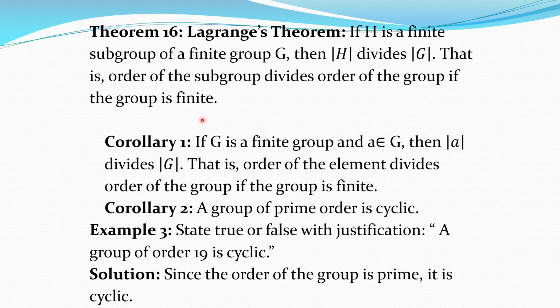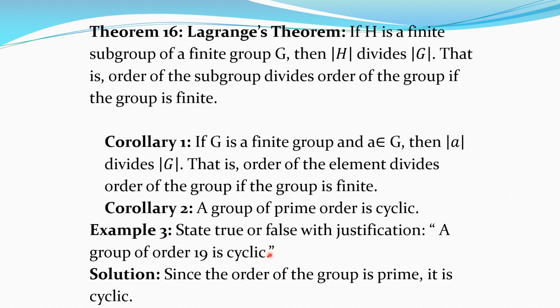Now, from this theorem, there are two corollaries. First, if G is a finite group and A is an element of G, then the order of A divides the order of G. That is, the order of the element divides the order of the group if the group is finite. Then second, a group of prime order is cyclic. So if you consider any group whose order is a prime number, then definitely that group is a cyclic group. For example, if we consider any group of order 11, then 11 is a prime number, so definitely that group is cyclic.